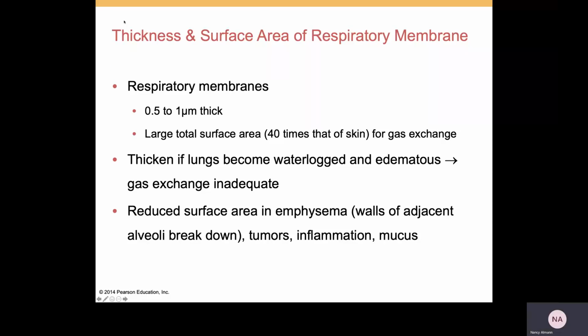We remember that the respiratory membranes are very thin and have a huge surface area, about 40 times that of skin. If the lungs become waterlogged or edematous, those respiratory membranes will become thicker, which will lead to inadequate gas exchange. You will find reduced surface area in various pathologies, which include emphysema, tumors, and inflammation, and a buildup of mucus.